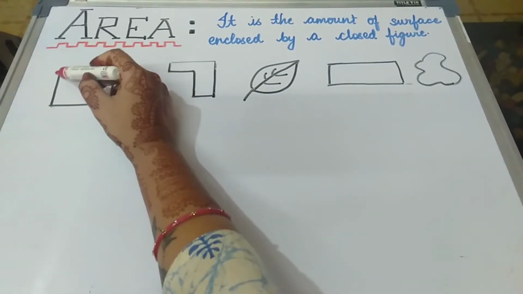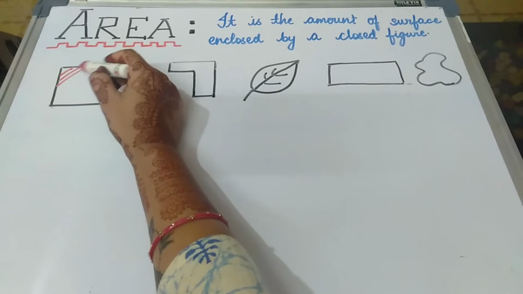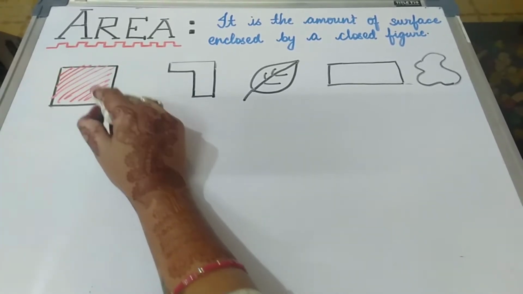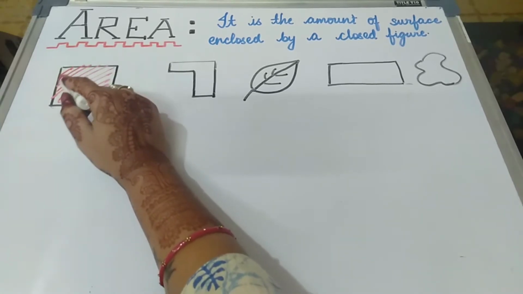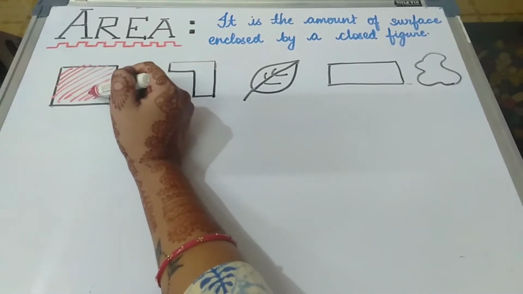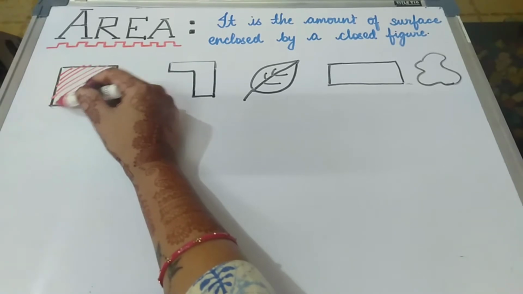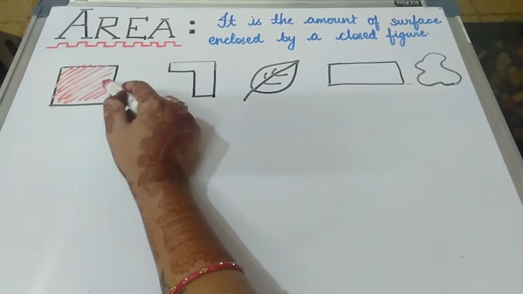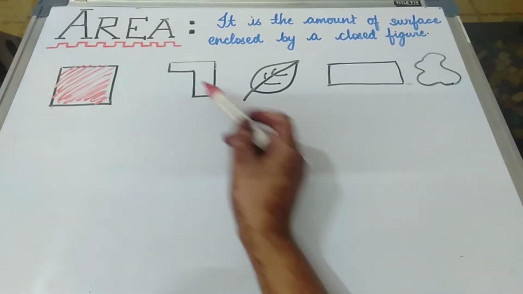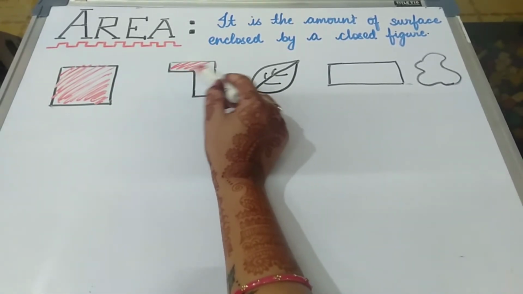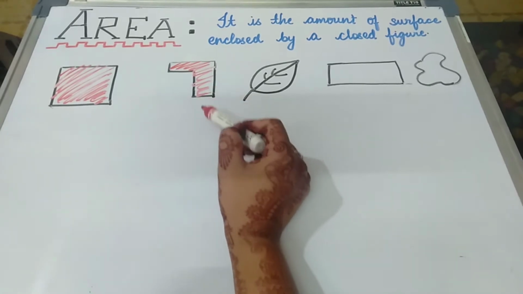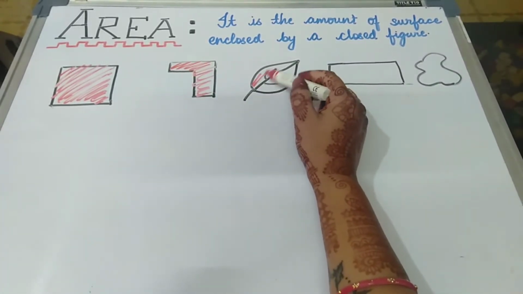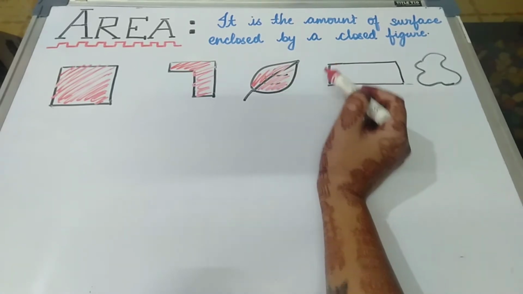So this is a square and it occupies this surface. So the area we have to calculate, so that this much surface will be its area. In perimeter we only calculated the length of the boundaries, but in area we calculate the surface. This is a closed figure, so its area will be this, the surface enclosed by the closed figure. And this is also a closed figure, so its area is going to be this.